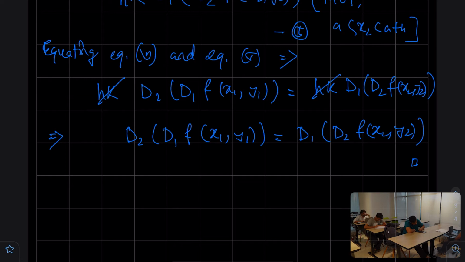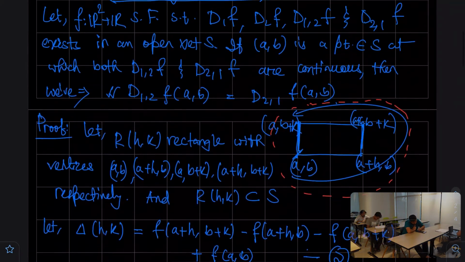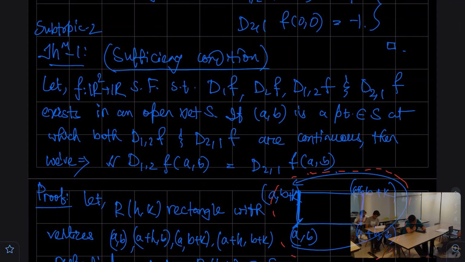But okay, if I want to go backward, so if I want to run the argument in the other way, it actually doesn't work. It's a sufficiency condition, so it goes one way, it doesn't go the other way. You can have d1 d2 of f, but that doesn't mean that they are continuous. We have this counter example. So you can have d1 d2 f at a point, but you cannot just say they are continuous just because they exist.